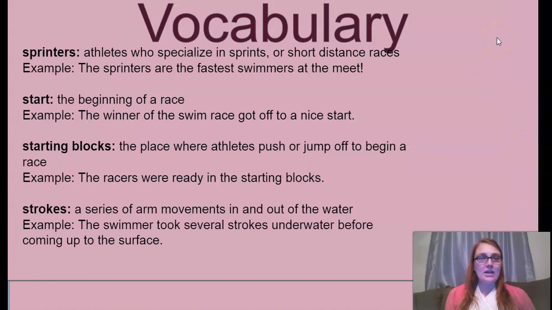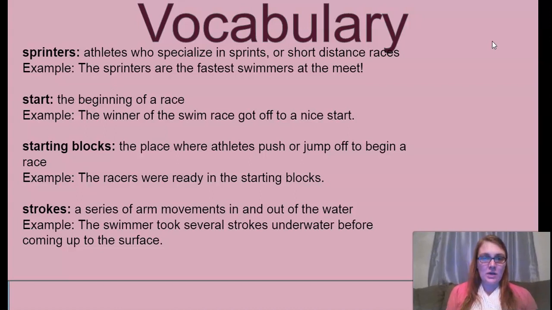Our vocabulary today: sprinters. Those are athletes who specialize in sprints or short distance races. So in the example of the girls, Val and Kim, they're not running, but they're swimming short distances, short, fast races. Start is the beginning of a race. So, for example, the winner of the swim race got off to a nice start. And when swimming, the starters start by jumping into the pool. They have to have a fast, good start. In running, it is when they take off from the starting line. Starting blocks is the place where athletes push or jump off to begin a race. Again, for swimmers, it's on the edge and they jump in.